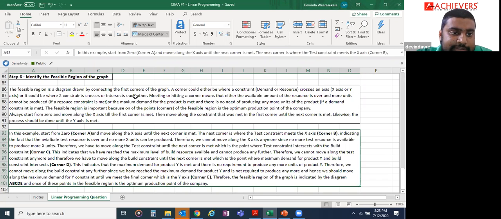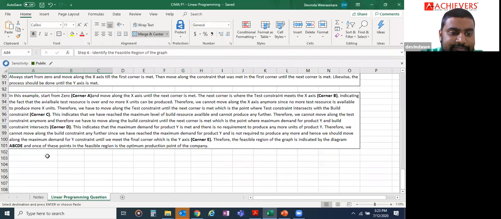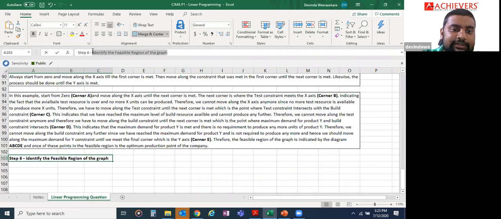Right, let's move on. Anyway, I'll be sharing the Excel as well. So clear on this, no? Feasible region. Then step 7.